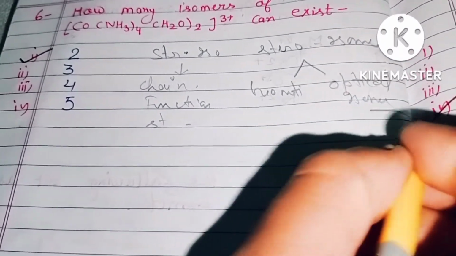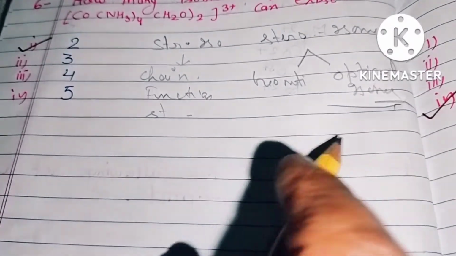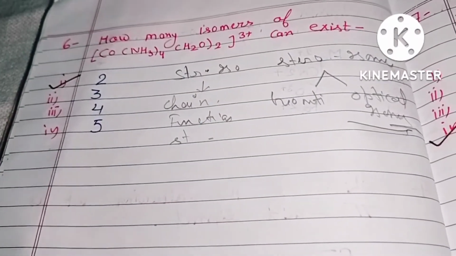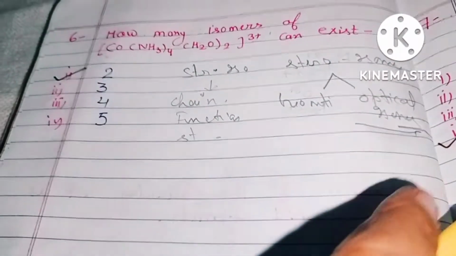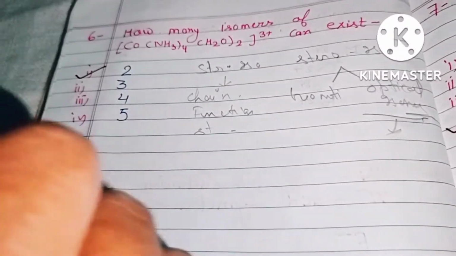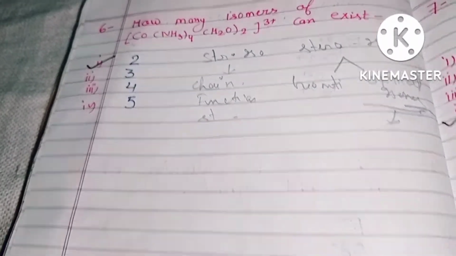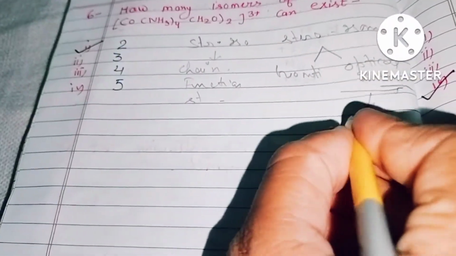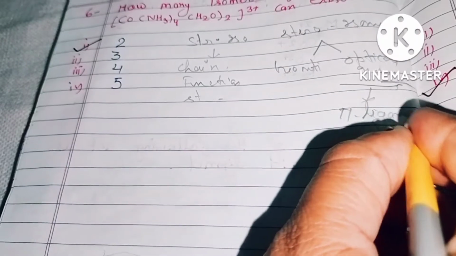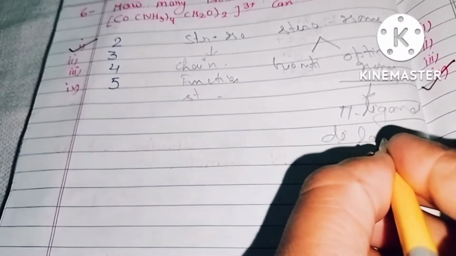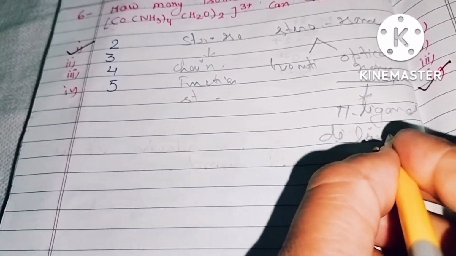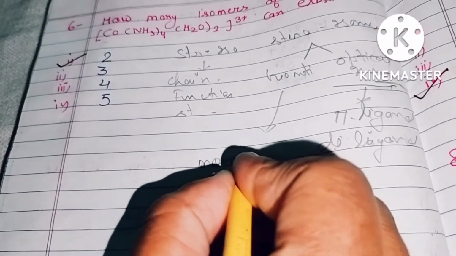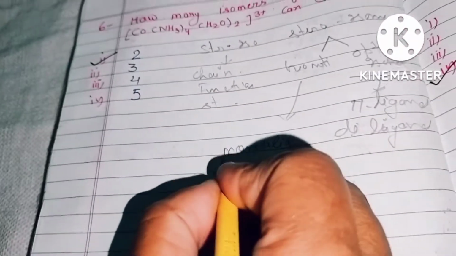These are geometrical isomers and optical isomers. We know optical isomers show only in the presence of different ligands. They show only with di ligands, that is, pi ligands or di ligands. Okay, but geometrical isomers show in both mono ligand and di ligand compounds.